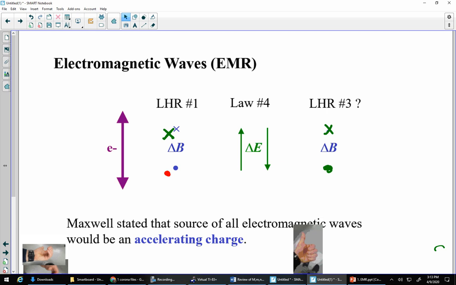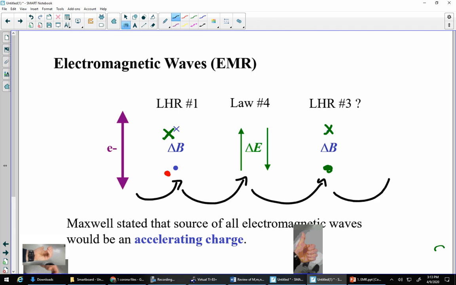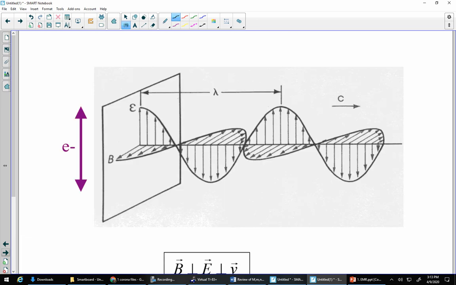But long story short, what Maxwell said is all we need to do is start with an accelerating charge. We know that that's going to create a changing magnetic field. The accelerating charge creates the magnetic field. The magnetic field is going to create an electric field. The electric field is going to create a magnetic field. The changing magnetic field is going to create another changing electric field. This is a wave, right? This is the transfer of energy, both in terms of magnetic and electrical energy, from one place to another. And it all started off with that changing charge.